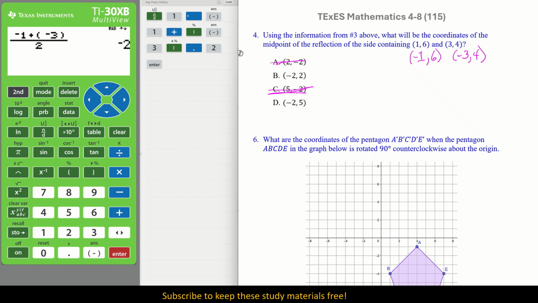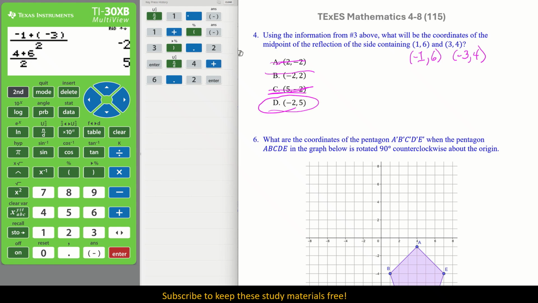Okay, so now let's look at y. Well, we add the y's together and divide by 2. Okay, all right, so we're going to add them together. So that is 4 plus 6 and divide by 2. All right, so that gets us 5. So that is D verified.